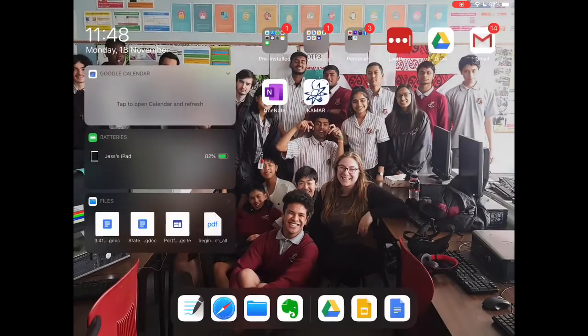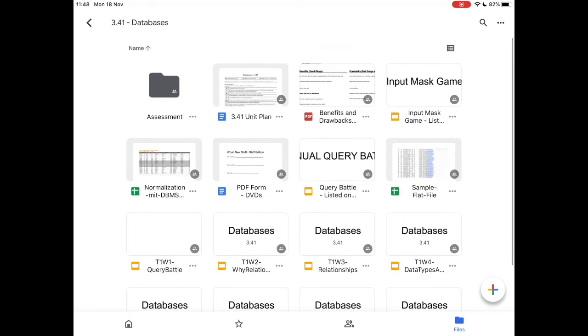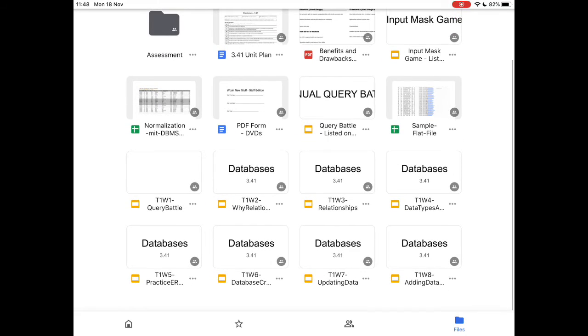Next, what I do is I go over to Google Slides. What I'm going to show you is just a folder that I keep all of my information for this specific standard in. As you can see, all of my slideshows for each week are named T1W1, so that is Term 1, Week 1, through T1W8, Term 1, Week 8. And those all refer to things that we're doing during the week. After that, I have just a rough overview of what the topic that week is. For example, Term 1, Week 3 is about relationships.